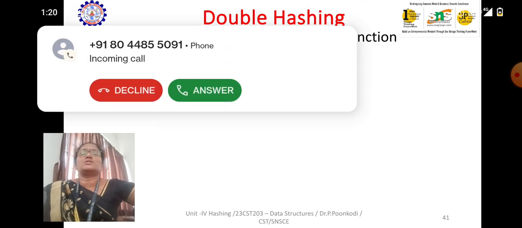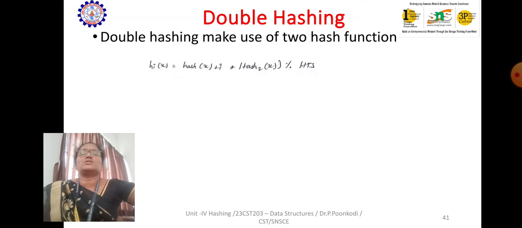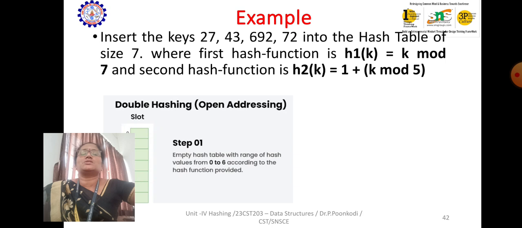The next one is double hashing. Double hashing is where we apply a second hash function when a collision occurs. For that we have to use the formula: (hash1(x) + i times hash2(x)) modulo the hash table size. For that you can consider this example. Here we are going to insert 4 values. The first hash function is h1(k) = k mod 7. The second is h2(k) = 1 plus (k mod 5).